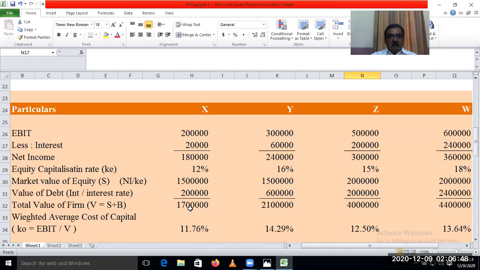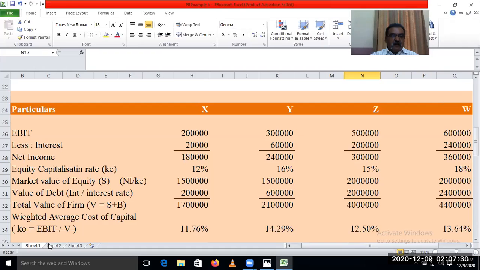So here the value of firm is equal to value of equity plus value of debt. X: 15 lakhs plus 2 lakhs, 17 lakhs. Y: 15 lakhs plus 6 lakhs is equal to 21 lakhs. Z: 20 lakhs plus 20 lakhs, 40 lakhs, and W: 20 lakhs plus 24 lakhs is equal to 44 lakhs. So these are the values of firm which we were asked to calculate. So X 17 lakhs, Y 21 lakhs, Z 40 lakhs, and W 44 lakhs.